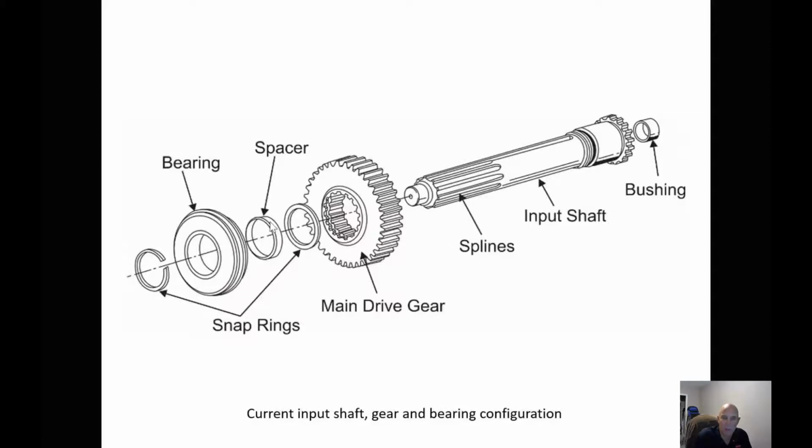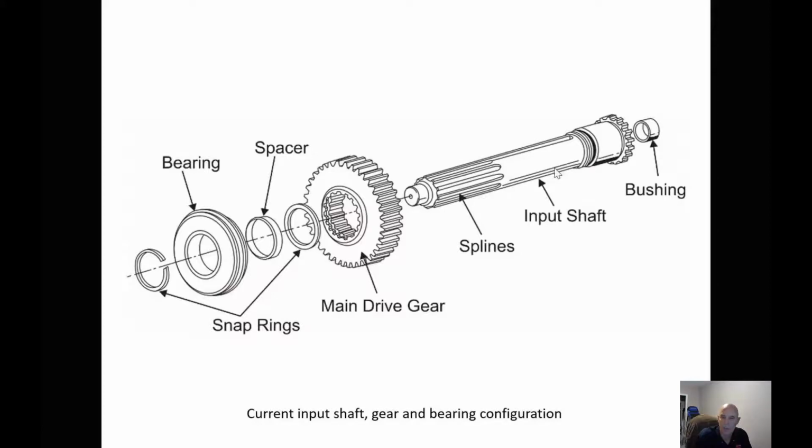Take our spacer out, take the inner snap ring out that goes inside this gear, then we can pull our input shaft out. And to reinstall it, we just do the reverse order. One thing to pay attention to when we're putting a new input shaft in: make sure that there's a bushing here, and put some grease inside that bushing before we assemble it so that it doesn't start out dry.